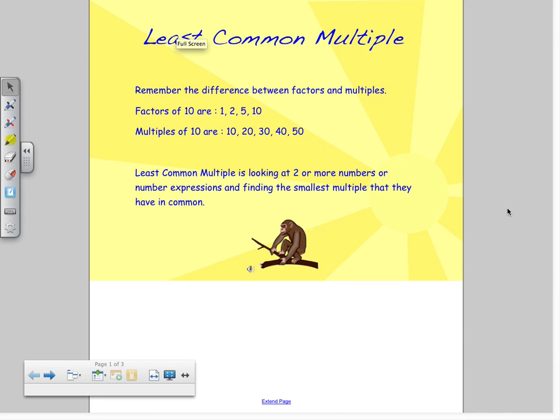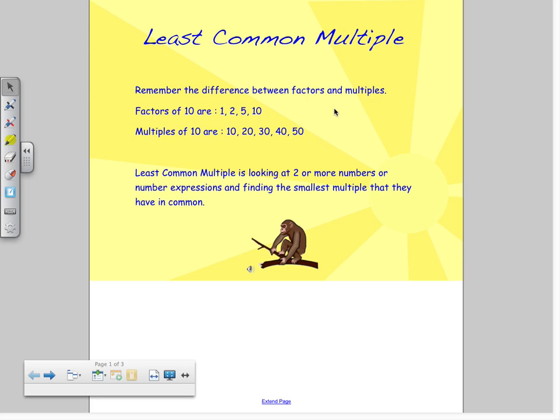So we're going to try a new format. We're going to do least common multiple today, and we've got some interesting sounds to accompany this lesson. Least common multiple is lesson 3 in chapter 4, and it is similar to GCF, but not the same. So let's make sure we make the distinction between factors and multiples.